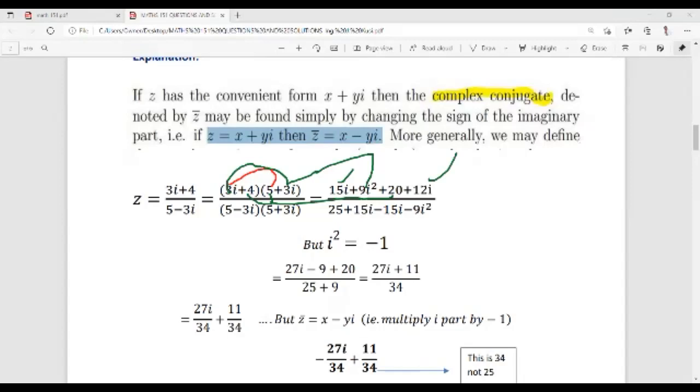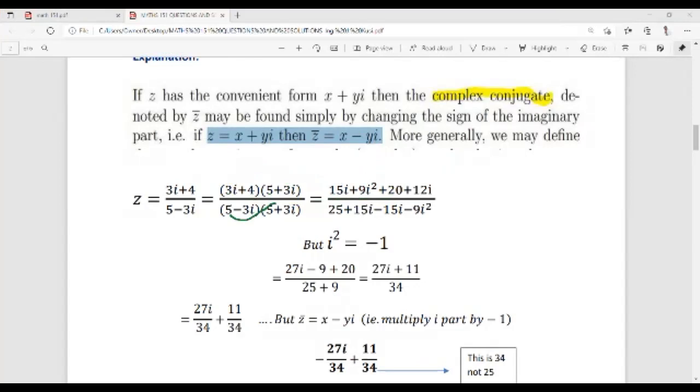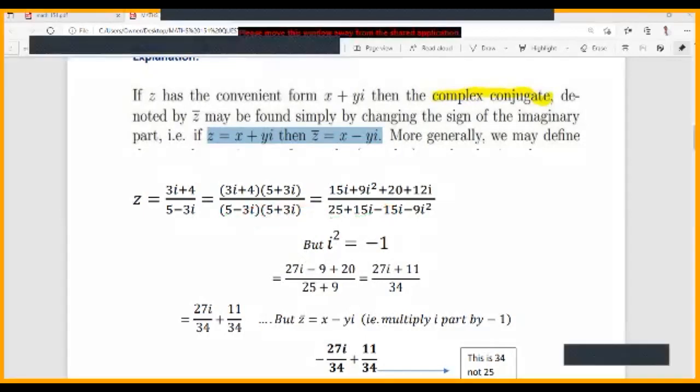So let's expand the bottom one. 5 times 5 will be what? 25. Then 5 times 3i will be 15i, positive 15i. Then we come to the minus 3i side. So minus 3i times 5 will give you what? Minus 15i, right? Then minus 3i times 3i will give you minus 9i squared. Okay, so this is how you do it.